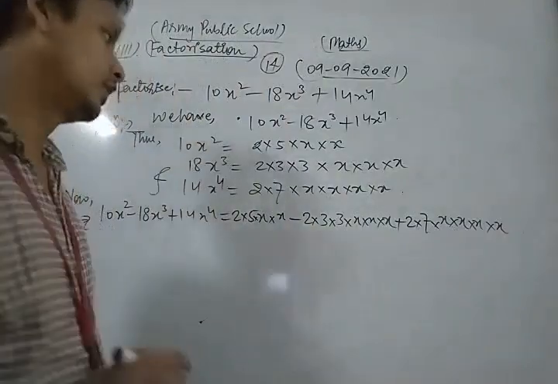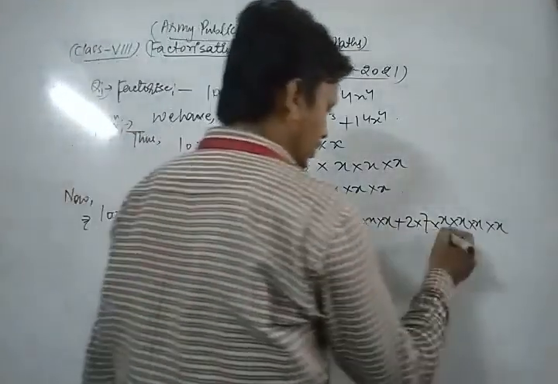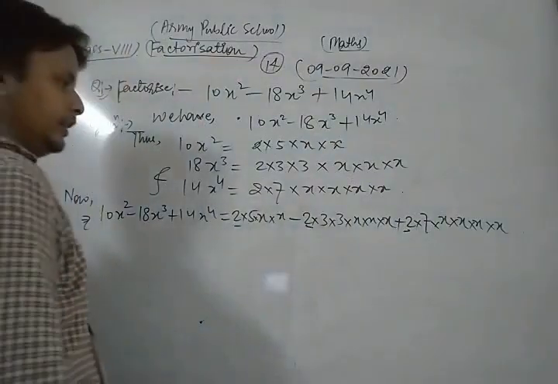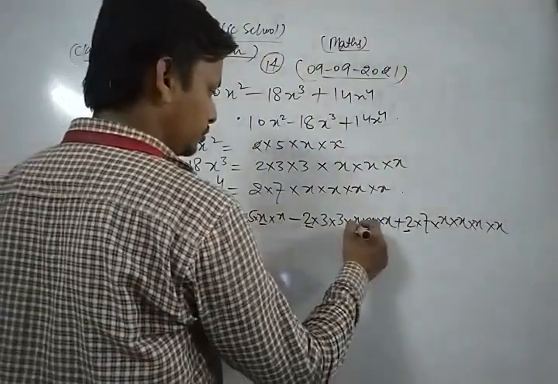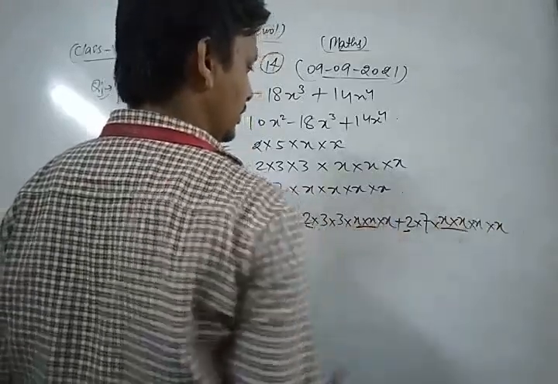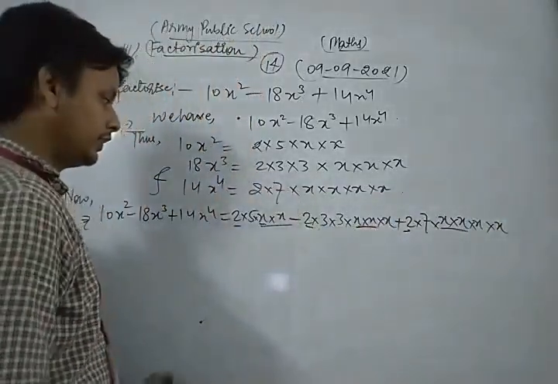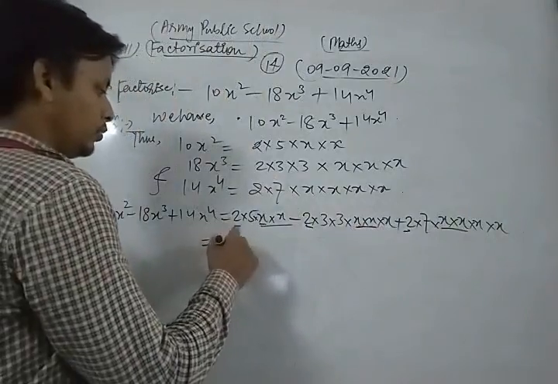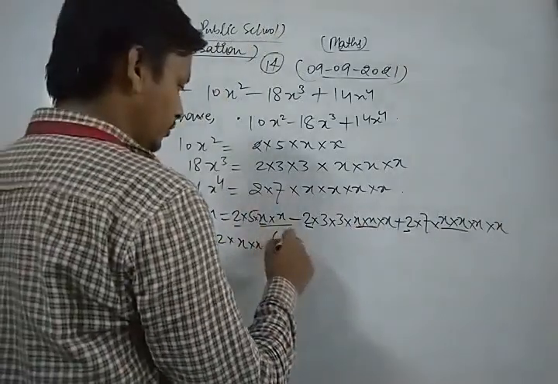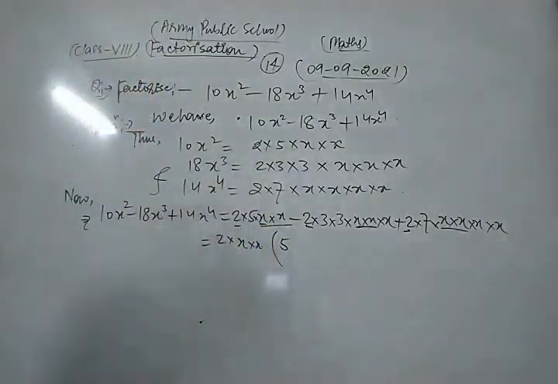Now look, dear students, 2 is common. 2 is the common factor, and 2x is also a common factor. So in this way we take 2 into x as common, so we get what? 5 only here, 5 is left only.